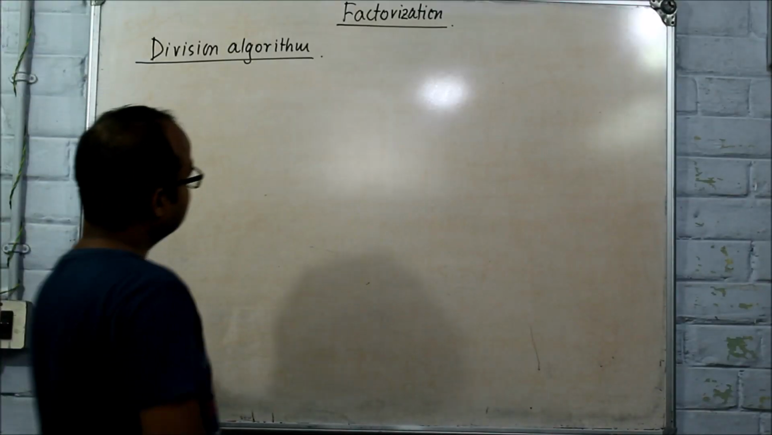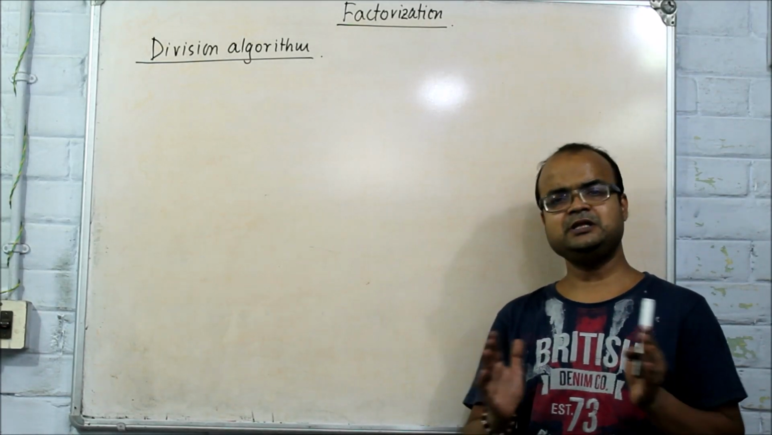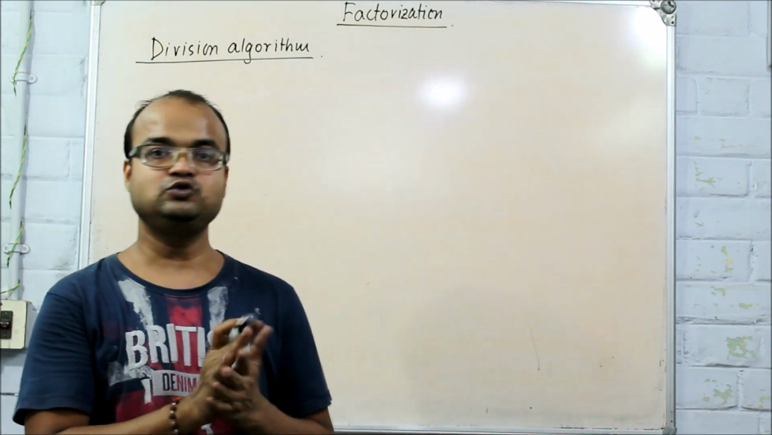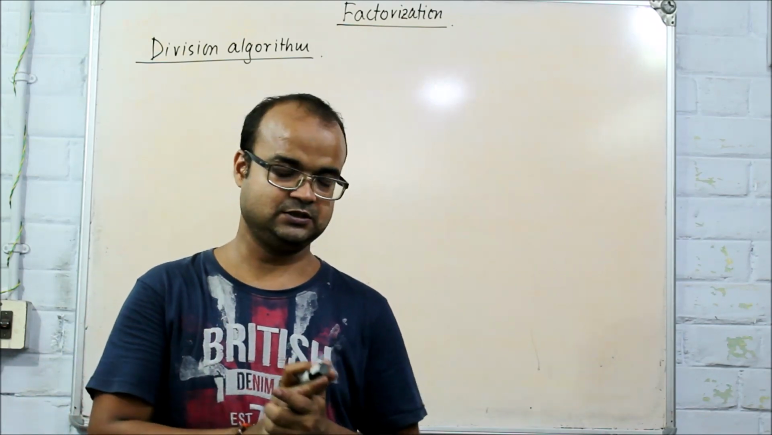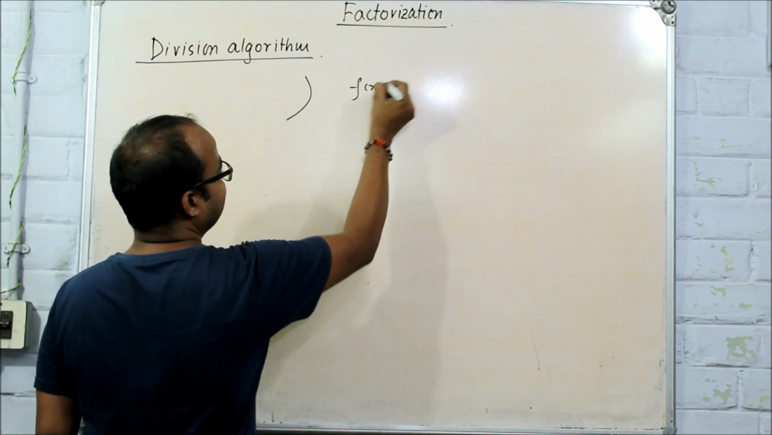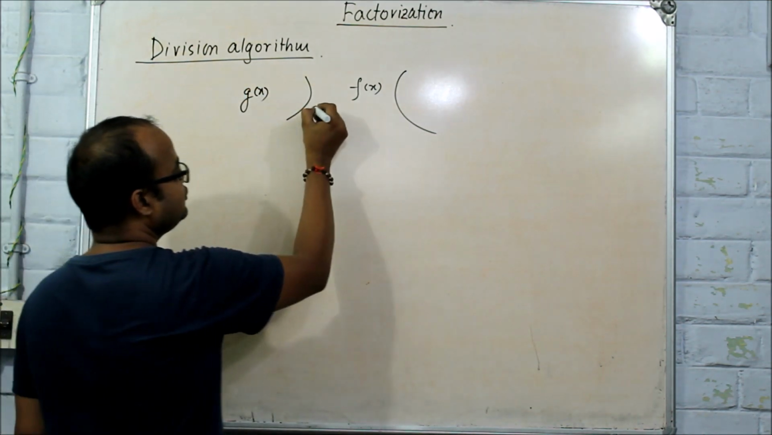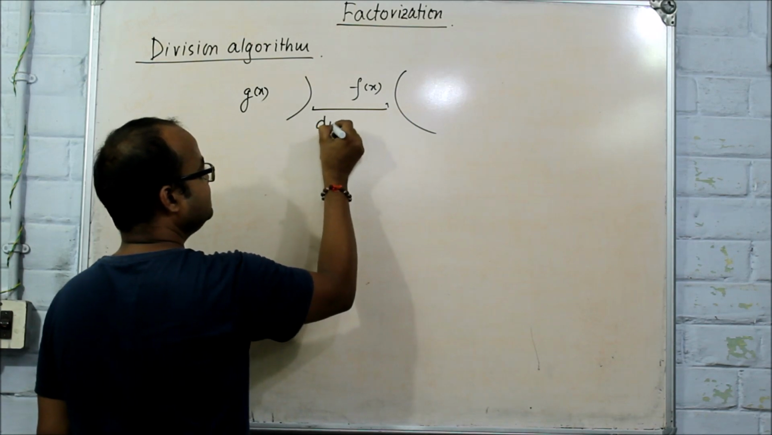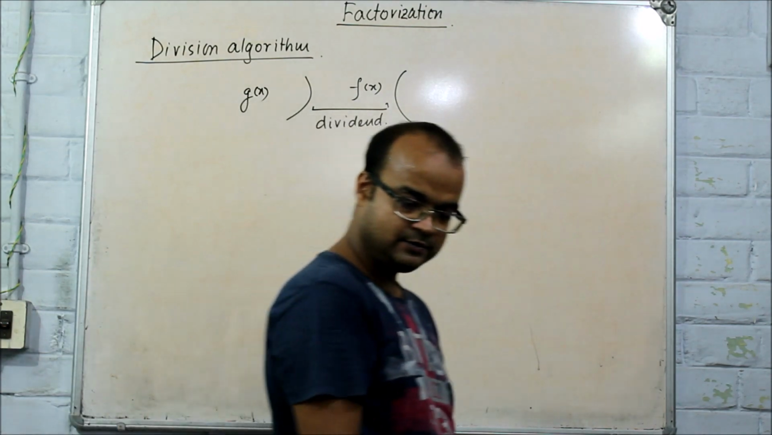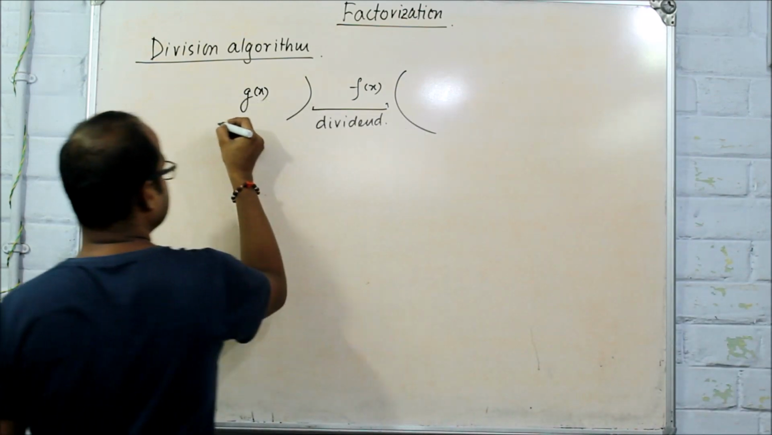Clear? Now let us discuss the division algorithm. The division algorithm is a process of division, algebraic division. All of you know how to perform the long division method in algebra. So for example, I am dividing f of x by g of x. This we call the dividend, and this is the divisor.